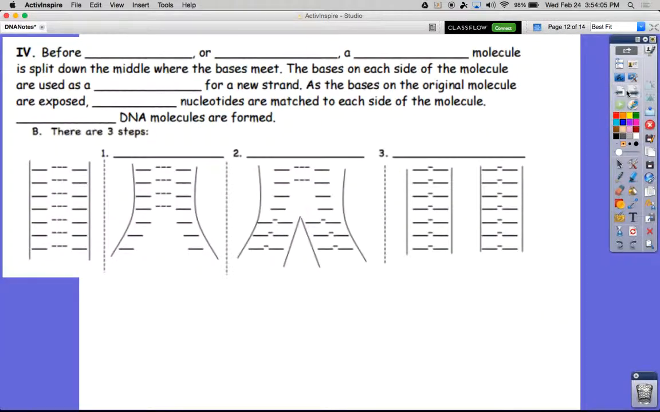All right, last little bit here. Before copying, or going through replication, a DNA molecule is split down the middle where the bases meet. The bases of each side of the molecule are used as a template for a new strand. As the bases on the original molecule are exposed, new nucleotides are matched to each side of the molecule, and two DNA molecules are formed.